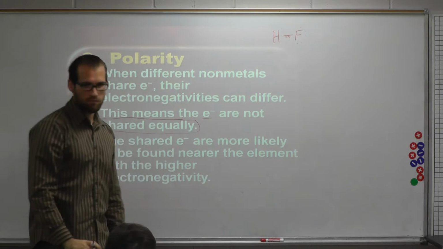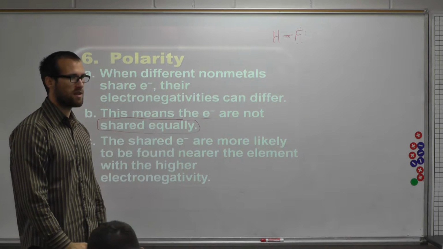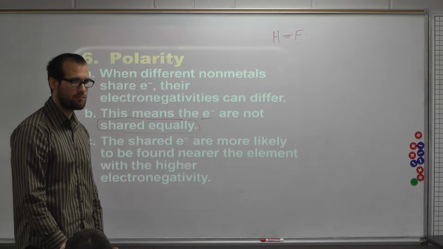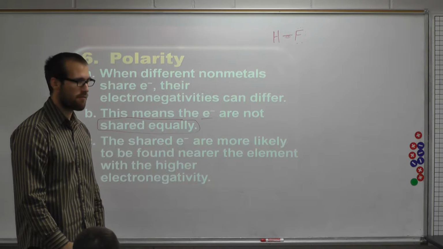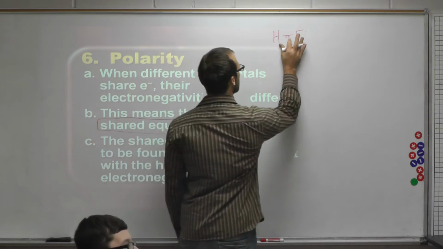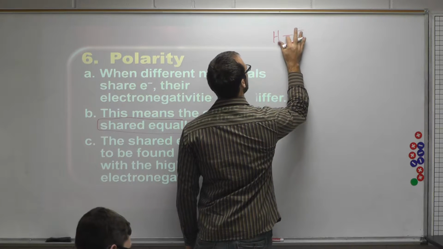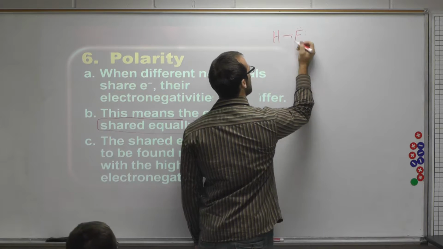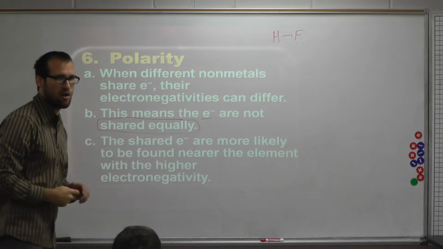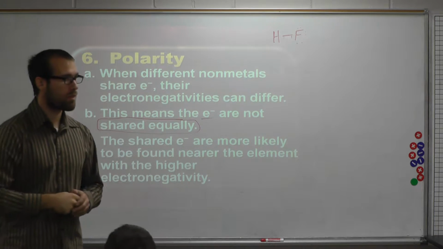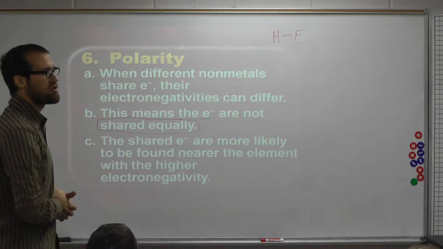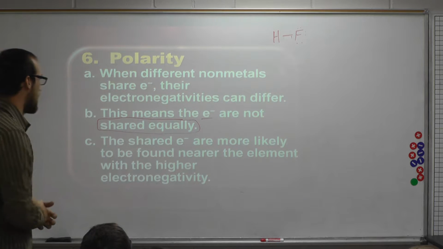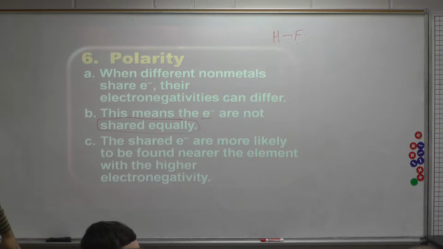No. You ever played tug of war with someone stronger than you? Yeah. Kind of like that. Okay? So what ends up happening is the more electronegative atom is going to have a stronger pull, so the electrons are going to spend more of their time closer to the one that has a stronger pull. Okay? That creates polarity, and I'll explain as we progress what that does.